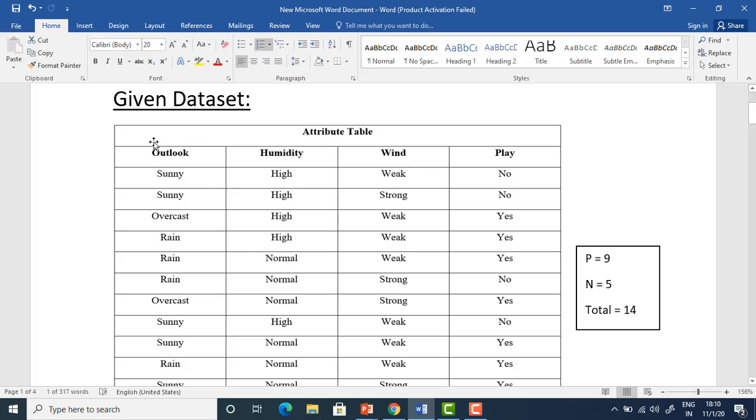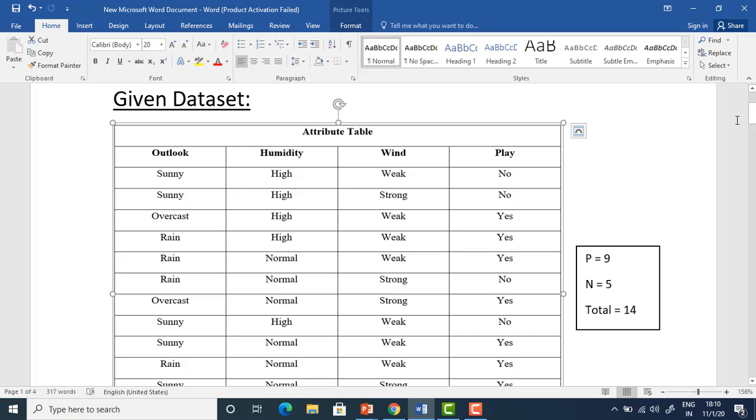If you observe in this attribute, I am having 3 different values: sunny, overcast, and rain. For these 3 different values, I need to calculate the entropy, the average information, and the gain. Let's take the first value, sunny. Now I'm taking the sunny value, and later I'll be calculating the entropy for overcast and for rain also.